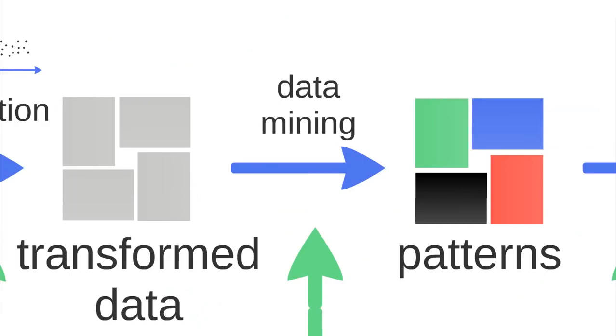The next step, suppose we have the transformed data, is the main topic of this whole process, which is called data mining. From the transformed data, we can get the patterns. And how do we do this? We can apply several classification algorithms.